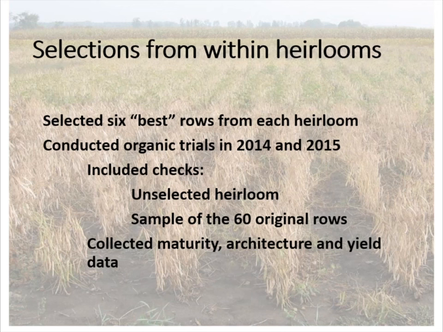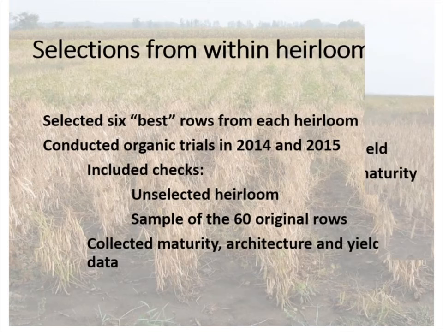And we then conducted trials, organic trials, in 2014 and 2015, and we've got some in 2016 again. And we included 2 checks. For each heirloom, we included a sample of the original population, unselected, and we also included a sample of seed from each of the 60 rows. So 2 types of checks to represent the original population, plus the 6 selections, and we collected data on maturity, on architecture, and various yield parameters. Okay, next slide.